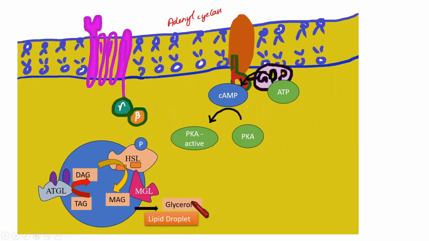Also we need to understand that all these DAG, MAG and glycerol can undergo further hydrolysis to form free fatty acids. So this is the lipolytic pathway. I hope that is very clear to you. With this, we can finish today's section.